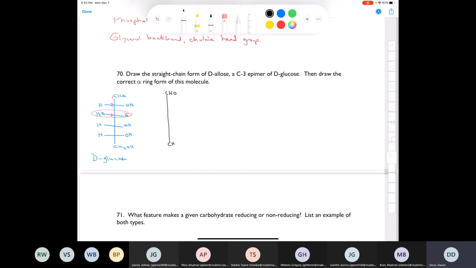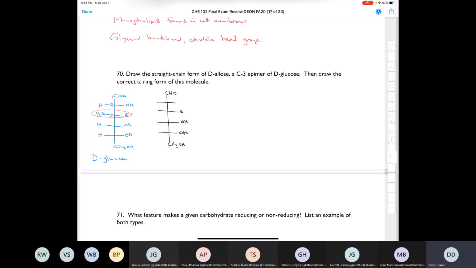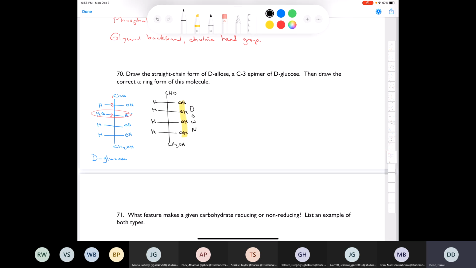So here we go. And then we're going to have 1, 2, 3, 4. So I have all the hydroxyls here, like that. So remember, everything that's on this side of the molecule is going to be pointing down. These are all going to be pointing down in our Haworth projection. So let's start with this. And if you want to, you can number the carbons. So this is 1, 2, 3, 4, 5, and 6.